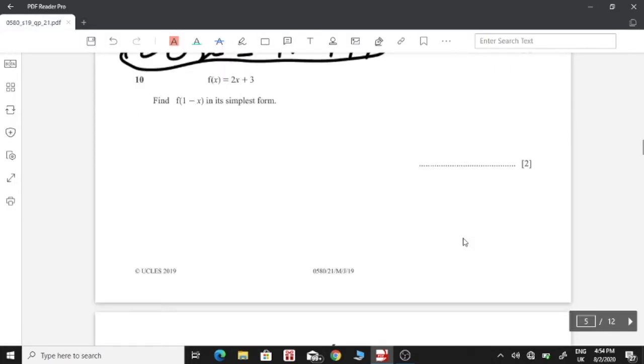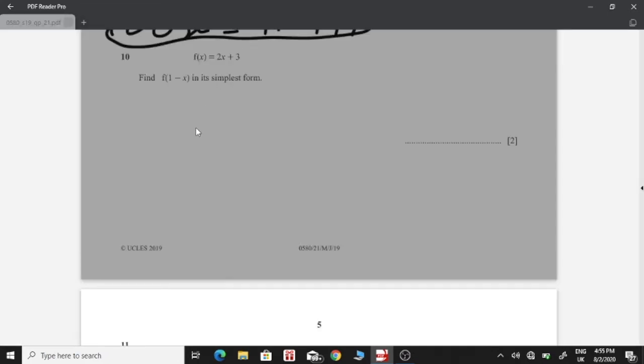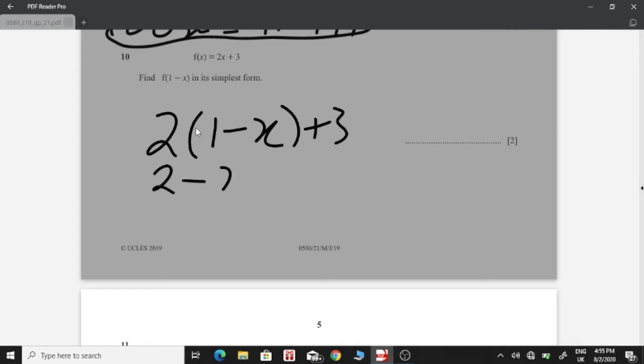Question number 10, f of x is equal to 2x plus 3. Find f of 1 minus x in its simplest form. So instead of x, we're going to be writing 1 minus x, plus 3. So we multiply this, 2 minus 2x plus 3. So this becomes 5 minus 2x.